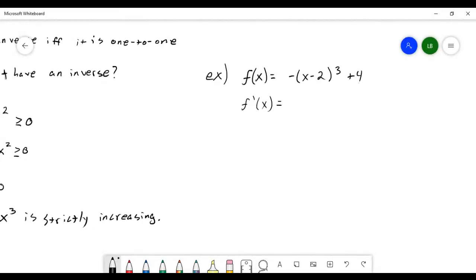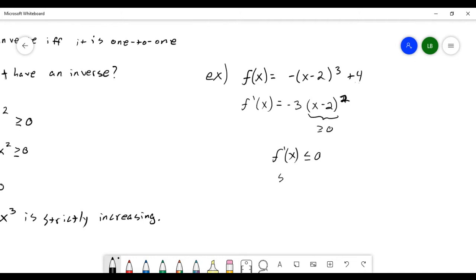Take the derivative, you could use the chain rule, bring the 3 down, keep the inside unchanged, decrease the power by 1. The derivative of the inside is just 1, so we don't really care. And then the constant of plus 4 disappears. But again, you'll notice that this is a squared term that is always bigger than or equal to 0, which means that negative 3 times that term is always smaller than or equal to 0, which means our derivative is always smaller than or equal to 0.